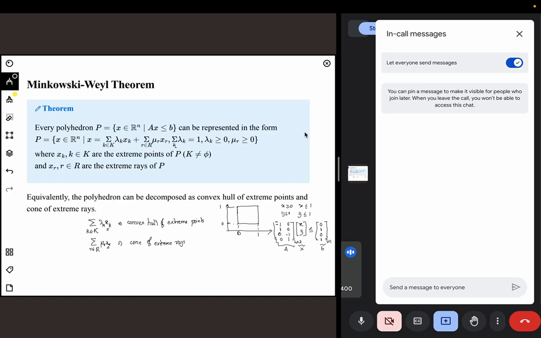So the information to say that this is my feasible region can be represented in this particular way. You can specify the A value, you can specify the b value, and then the polyhedron is described completely. The other way to describe this is: here you do not have any extreme rays. This is a bounded set.